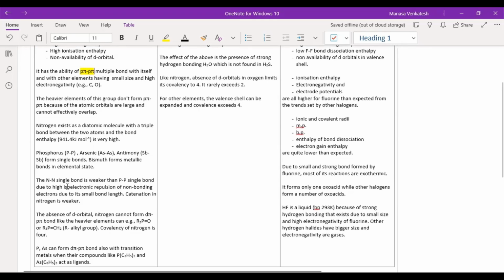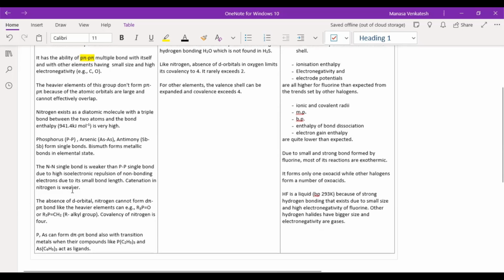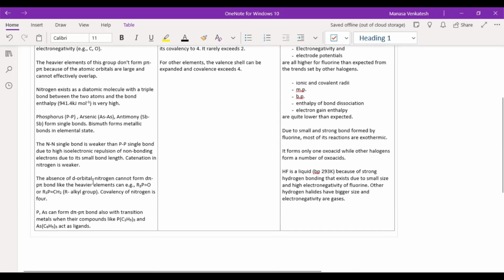But one important thing: the nitrogen single bond is weaker. And because it is weaker, the catenation is lower in the case of nitrogen. It is weak in the first place because of the repulsion between the non-bonding electrons. Next, the absence of d orbitals means that it cannot form a p-pi bond.